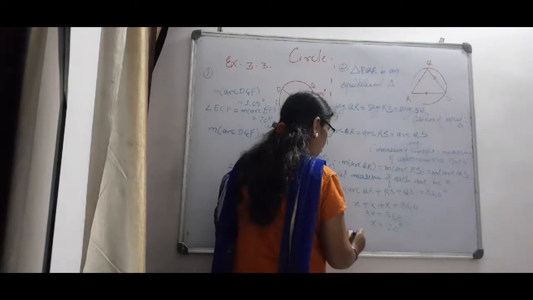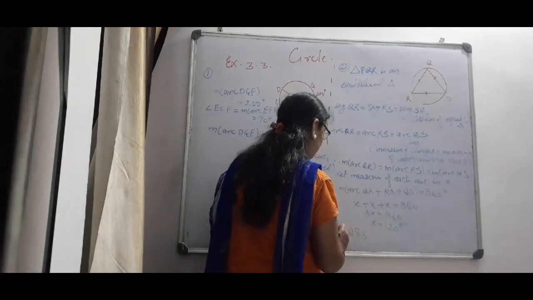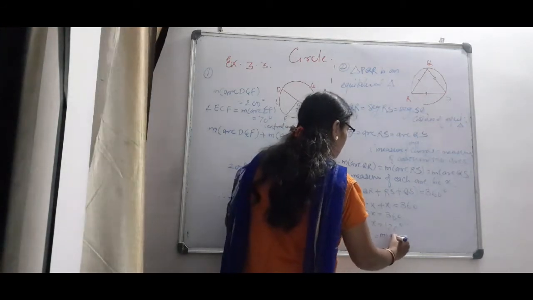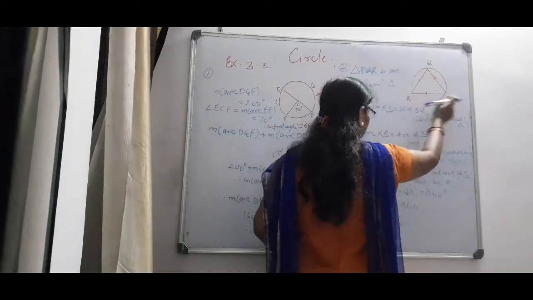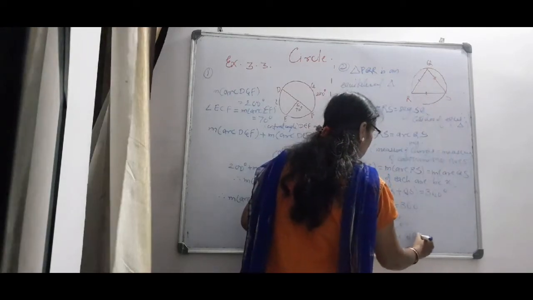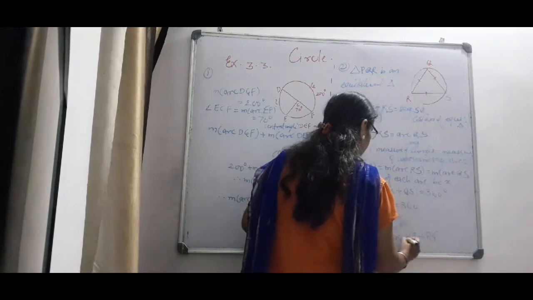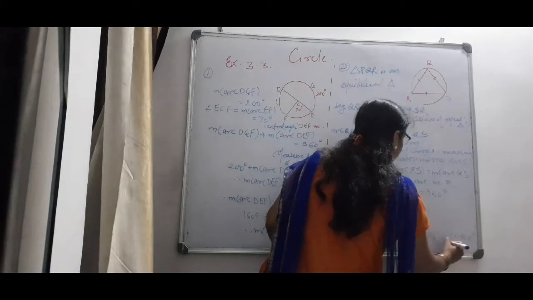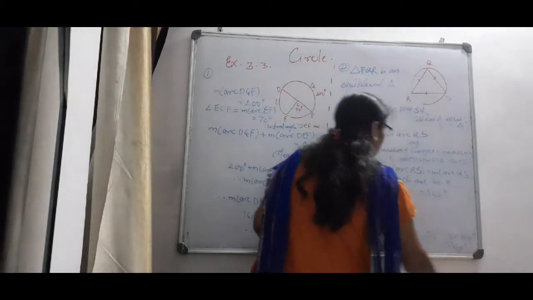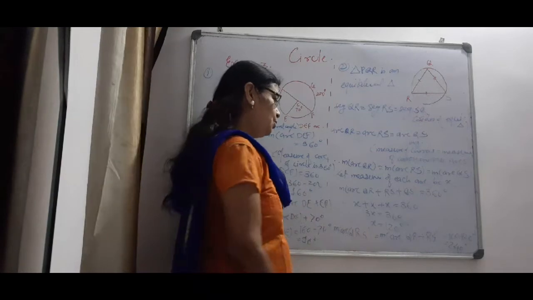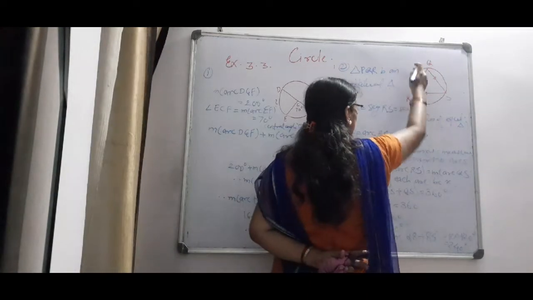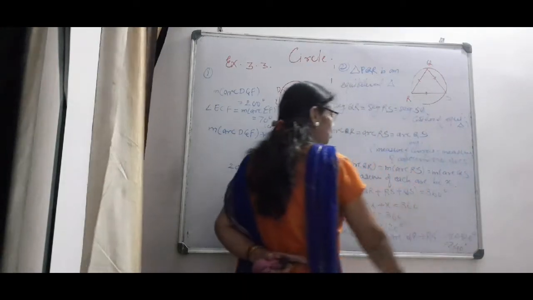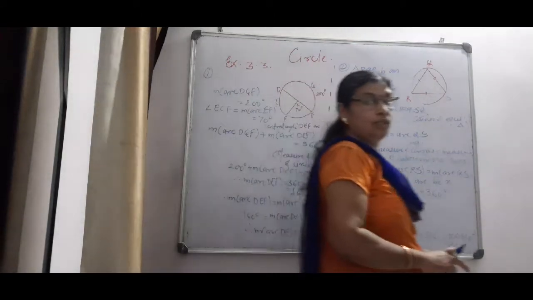And then you have to find out the measure of arc QRS. The measure of arc QRS is equal to the measure of arc QR plus arc RS. Now QR plus RS means 120 plus 120. How much do you get? 240. So this is the sum of these two arcs. 120 plus 120 gives 240. In this way you have to solve the problem.